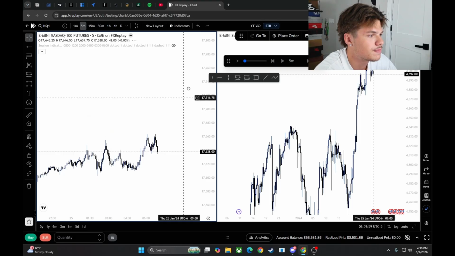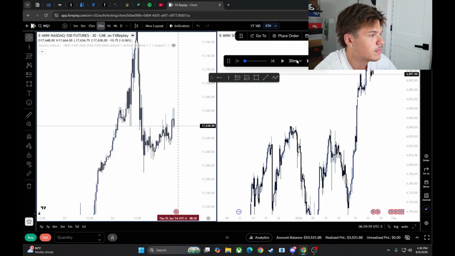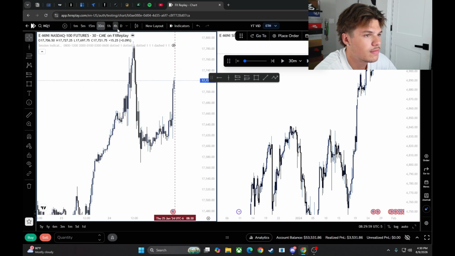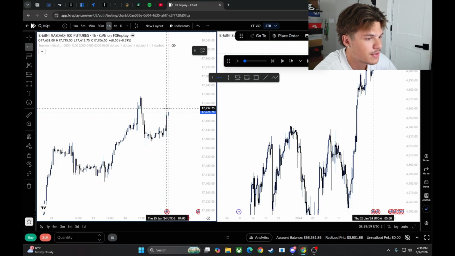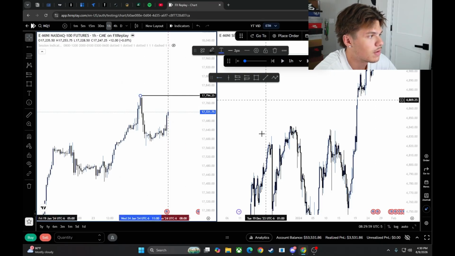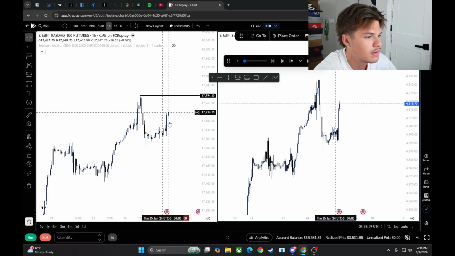Next day open. Hop in a 30-minute. Mark out open. Go right before it. 4 hour. Still at all-time highs. Clear longs to previous day high. All right.